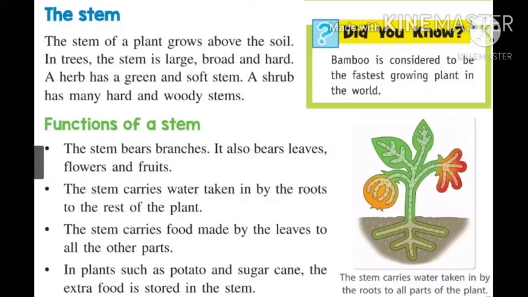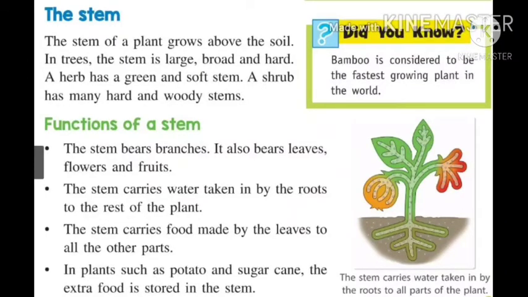The stem carries water taken in by the roots to the rest of the plant. The stem carries food made by the leaves to all the other parts. In plants such as potato and sugarcane, the extra food is stored in the stem. Stem is another important part of a plant.